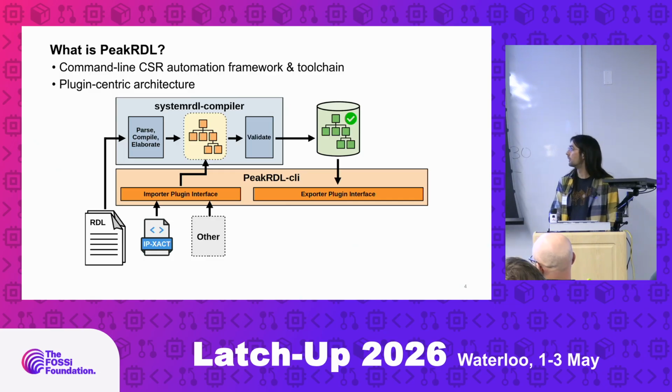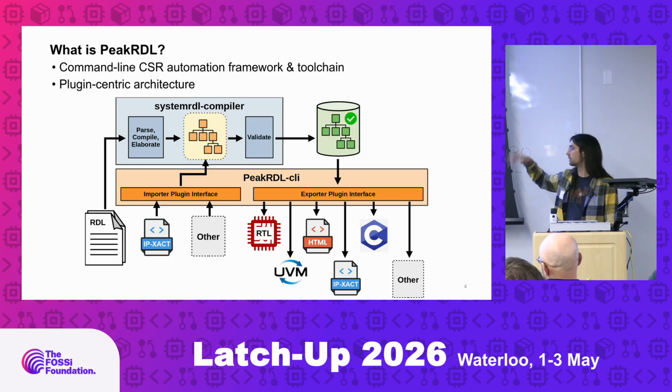And then similarly on the exporter side, you can generate all kinds of stuff. So RTL, UVM, HTML reports for documentation, IP-XACT, C headers, and there's a bunch out there that people are already building. So really extensible, really useful. So great, now you're all PeakRDL experts.